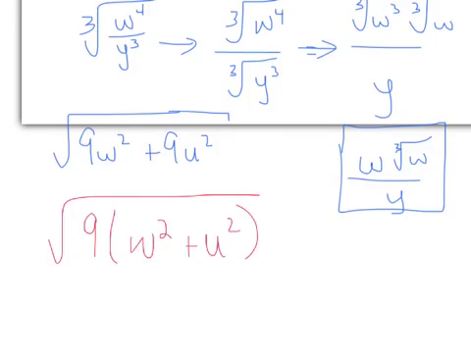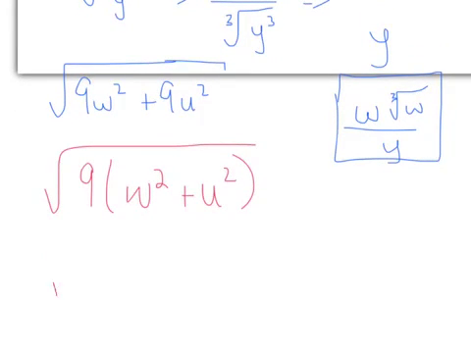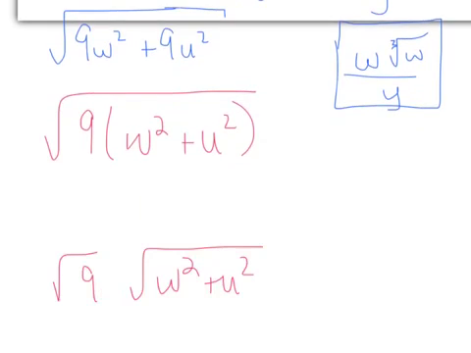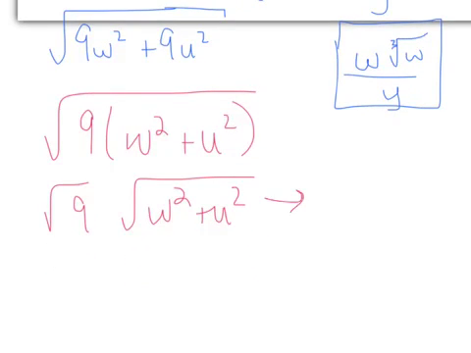And now we can break this radical up. Break it into radical 9 times radical w squared plus u squared. Well, this still cannot be simplified because there's a plus sign. So please don't make this w and don't make this u. You can't simplify it because of the plus sign. You need to have factors so you could separate them like we separated this 9. This just becomes 3, giving us a final answer of 3 radical w squared plus u squared.